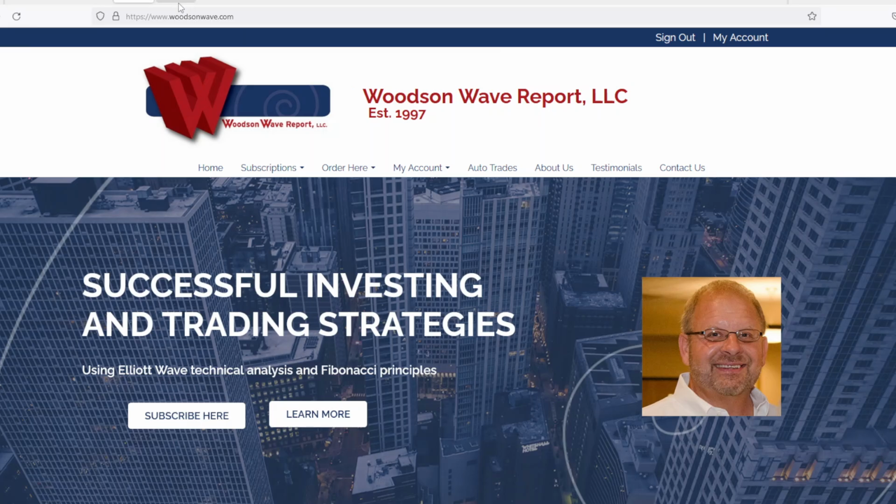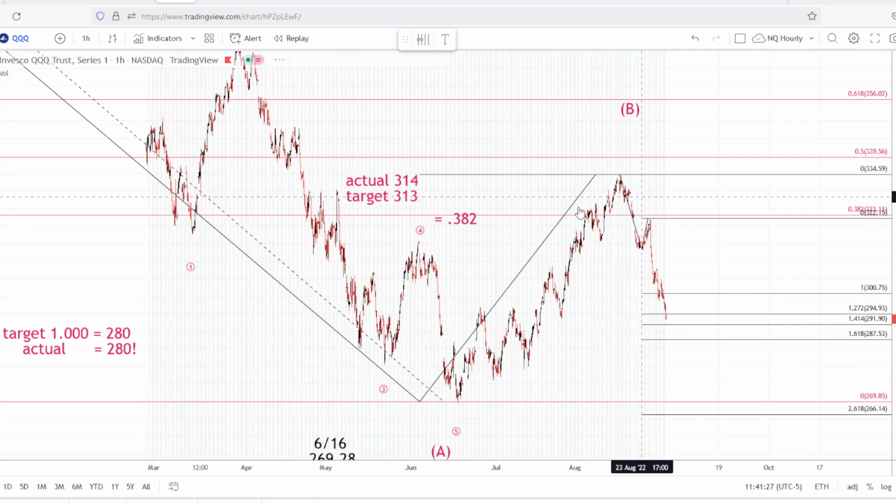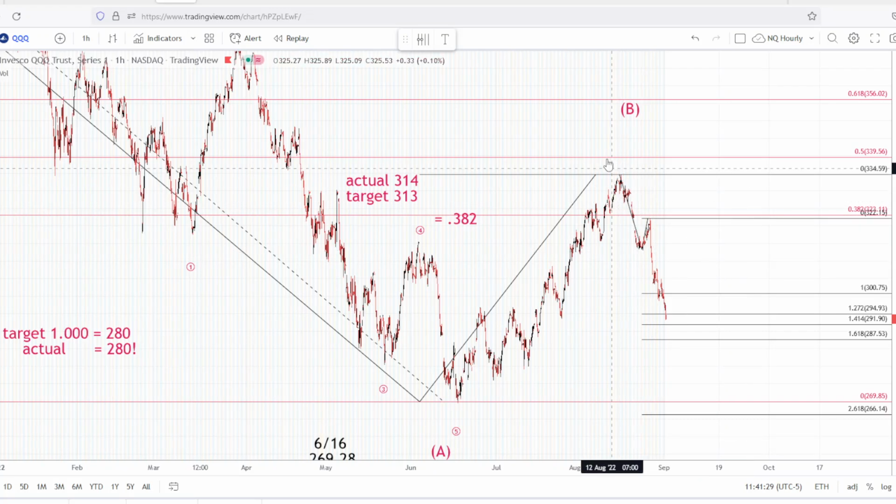I'm going to do the usual. We're going to start with the Qs. You can see here, I've zoomed in. We had that A wave down, that B wave up, and here comes wave C down. You can see we've got a 1-2. Here are our third wave targets. So far it's reached not quite the 1.414. We got the 1.618 down there at 287.